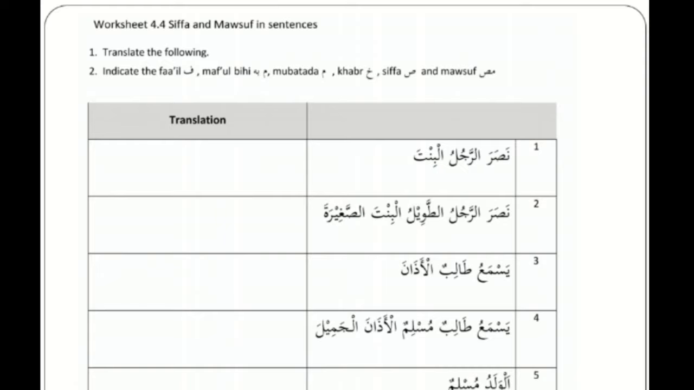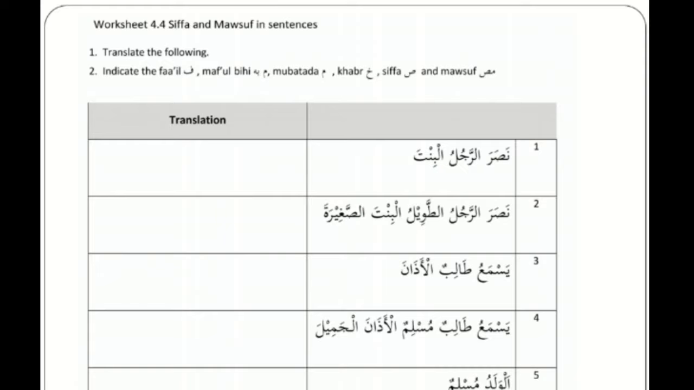Let's read number 3 first. Yasma'u talibun al-adhana. Translate. The student or a student? A student is hearing the adhan, or the call to prayer. Talibun is fa'il and al-adhan is maf'ulun bihi. Let's read number 4.